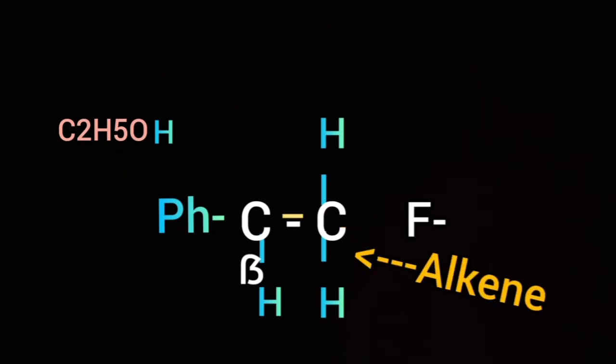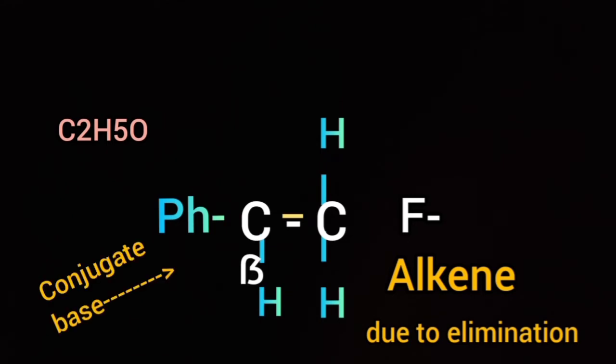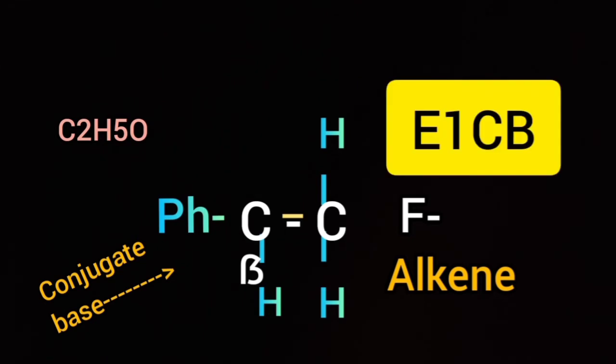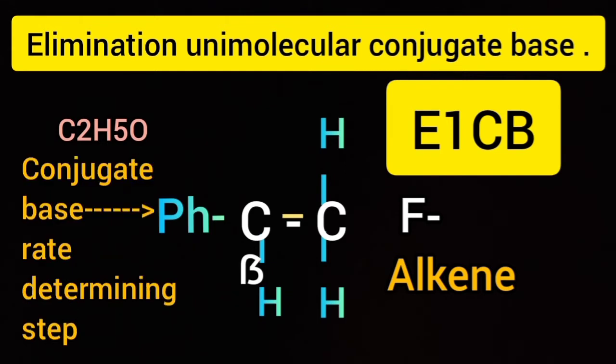Now you got an alkene. This is due to elimination. This alkene is from the conjugate base. As the reaction proceeds through the conjugate base, it is elimination unimolecular conjugate base. This is the rate determining step.